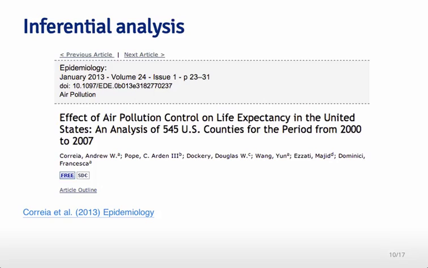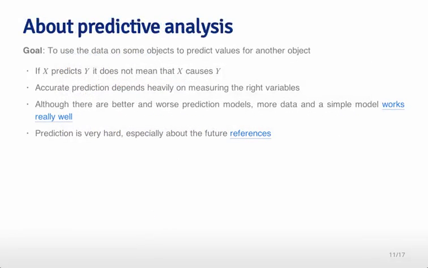And they're using that to try to infer something about what's generally happening in the relationship between air pollution and life expectancy. Prediction analysis is a little bit different than inferential analysis. It's usually a little bit more challenging. So the idea is to use the data on some objects that you've collected data on to predict the values for another object or the next observation that comes through the door.